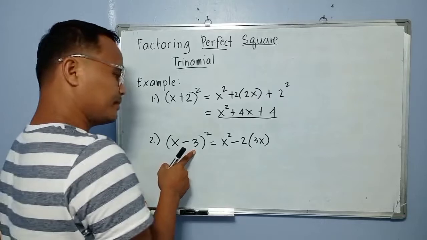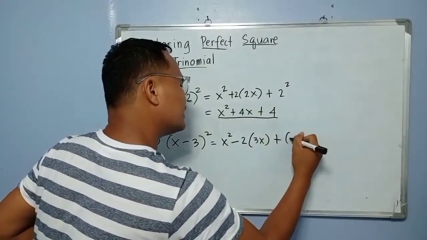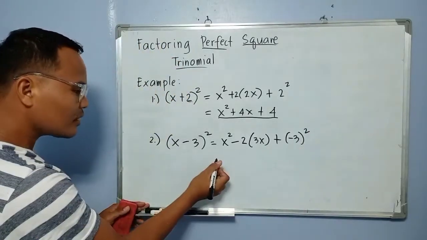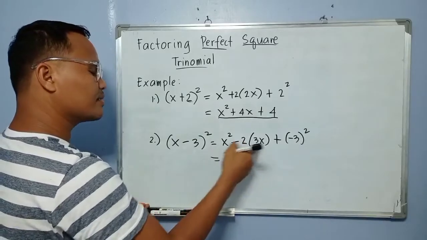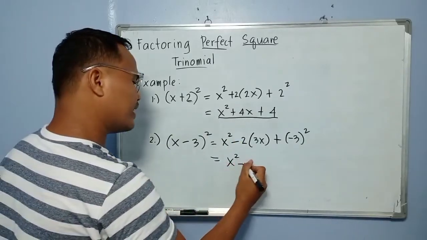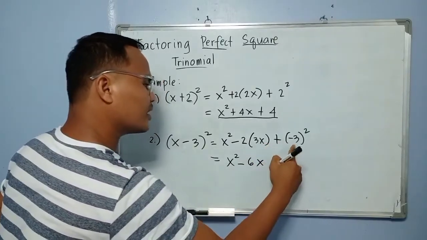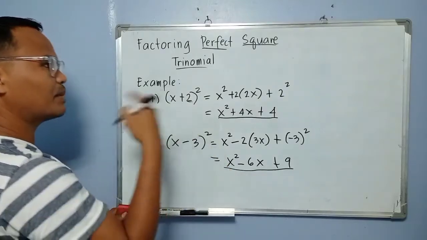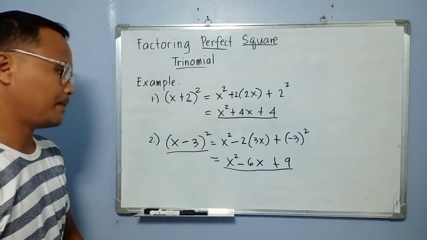And then square the second term. The second term here is negative 3, squared. Then simplify: x squared. Multiply these two numbers here, you have negative 6x. Then square negative 3, that is positive 9. This is now called the perfect square trinomial of the square of a binomial.